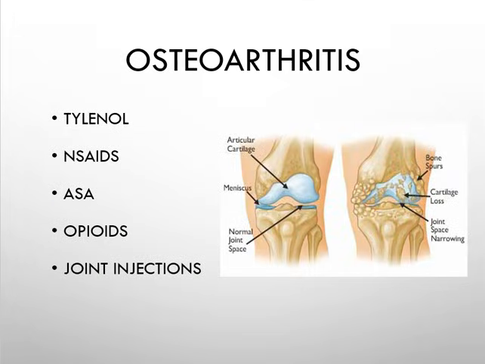Okay, we're going to talk about osteoarthritis. This is just a quick review of the medications used for taking care of osteoarthritis: Tylenol, NSAIDs, aspirin, opioids because you still have pain, joint injections. Those things are all useful for osteoarthritis.